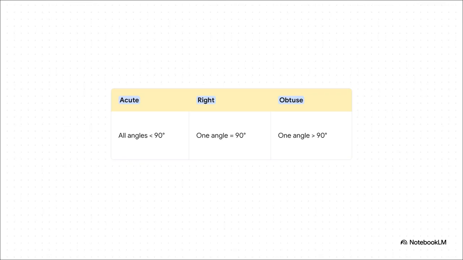So let's look at the lineup one more time. You've got the acute, where everything's less than 90, the right with that one perfect 90-degree angle, and the obtuse with that one big angle that's over 90. See, three totally different profiles, all identified by their angles.